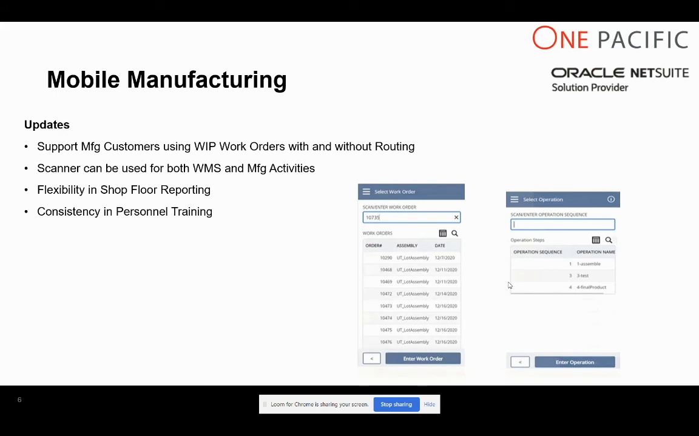Another thing about 2021.1 is the use of a mobile manufacturing app. So I think this is important because most of the mobile app right now for work orders is in the form of a WMS mobile app from NetSuite. And while that is good, the mobile app doesn't support work in process and routing. So this new app actually has this support, which I think is going to be great. And you can use the same configuration for WMS and manufacturing activities as well. This is going to give you a lot of flexibility in shop floor reporting and consistency in personnel training. So I just think that having this feature is pretty important for shop floor.